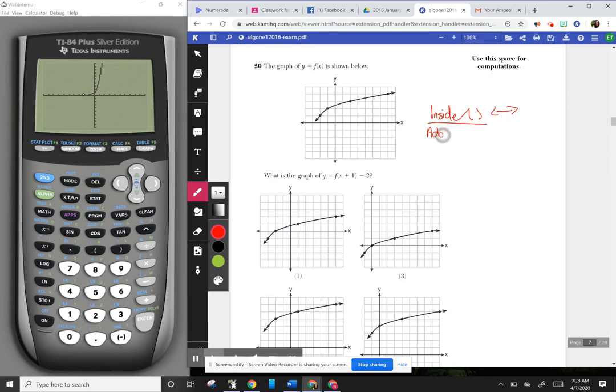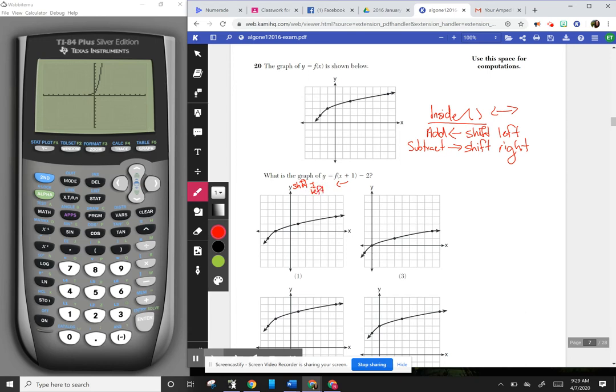When we're adding, we shift left, which I guess I should change my arrow direction. And when we subtract, we shift right, which seems a little backwards, but just try to remember when you're inside the parentheses, you're backwards. So this plus 1 actually tells us to shift 1 left.